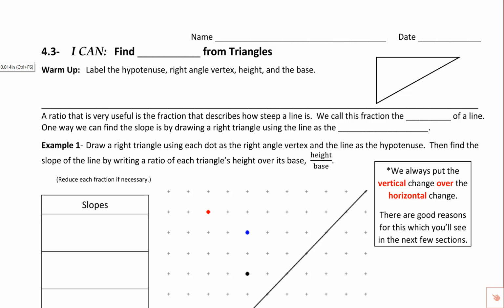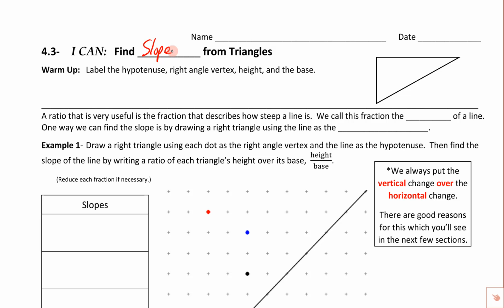Okay, we've been talking about rates and ratios and unit rate and rate of change and different things like that. We're now ready to talk about a rate of change or a ratio that's extremely useful when we're talking about graphs. You're going to see a whole bunch of this. So we're going to introduce a new word here. So this is section 4.3, and the I can statement is I can find slope from triangles.